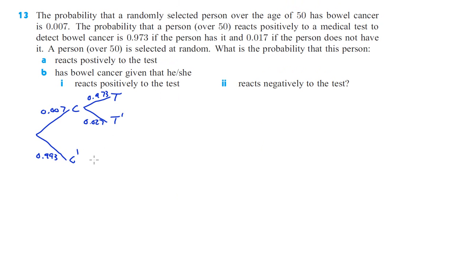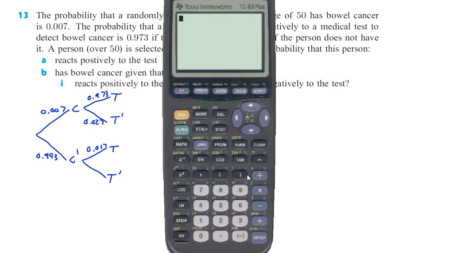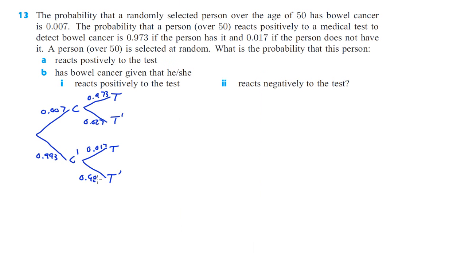Okay. And then 0.017 if the person does not have it. Okay, so reacts positively to the test and not reacting positively to the test. So that is 0.017. So then this will be 1 minus 0.017 gives us 0.983. Okay, that should hopefully help us out.